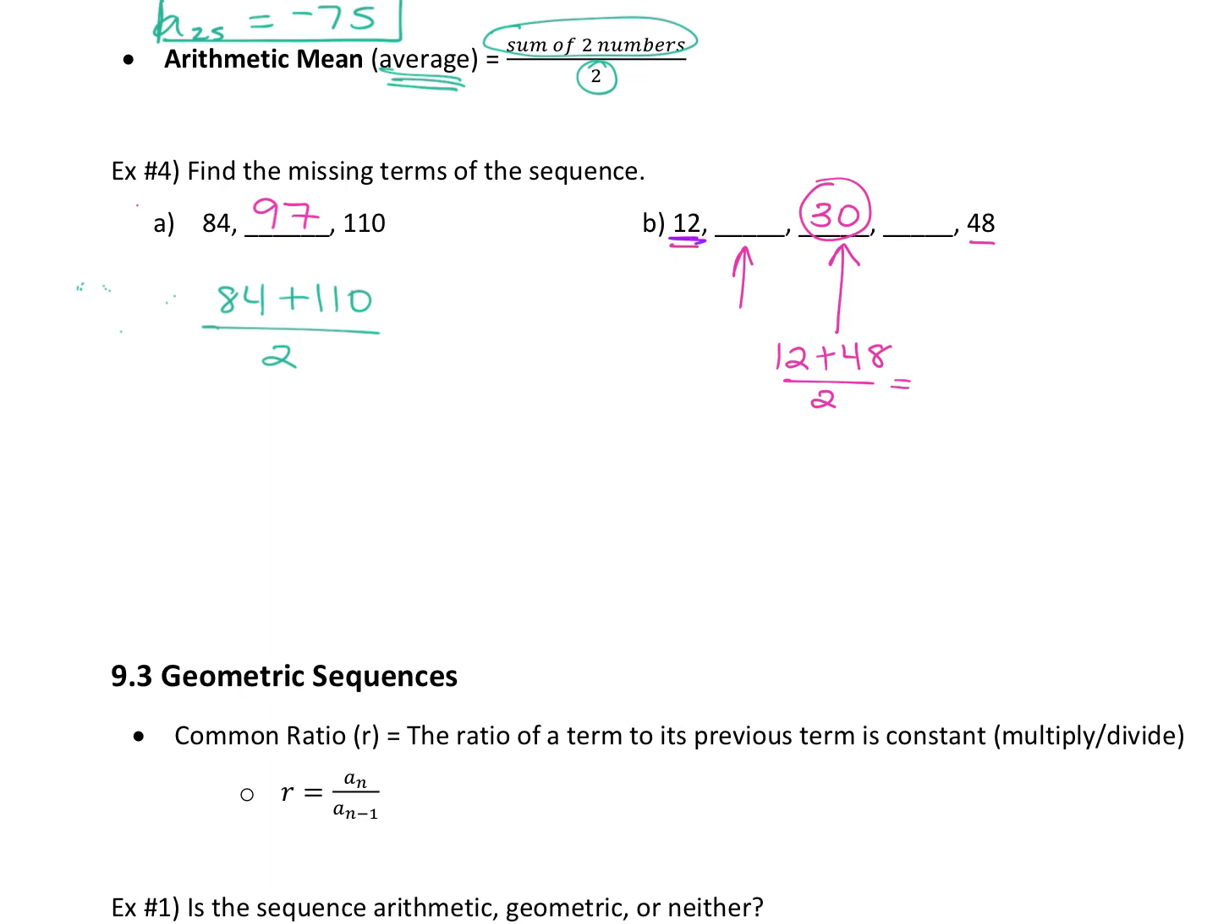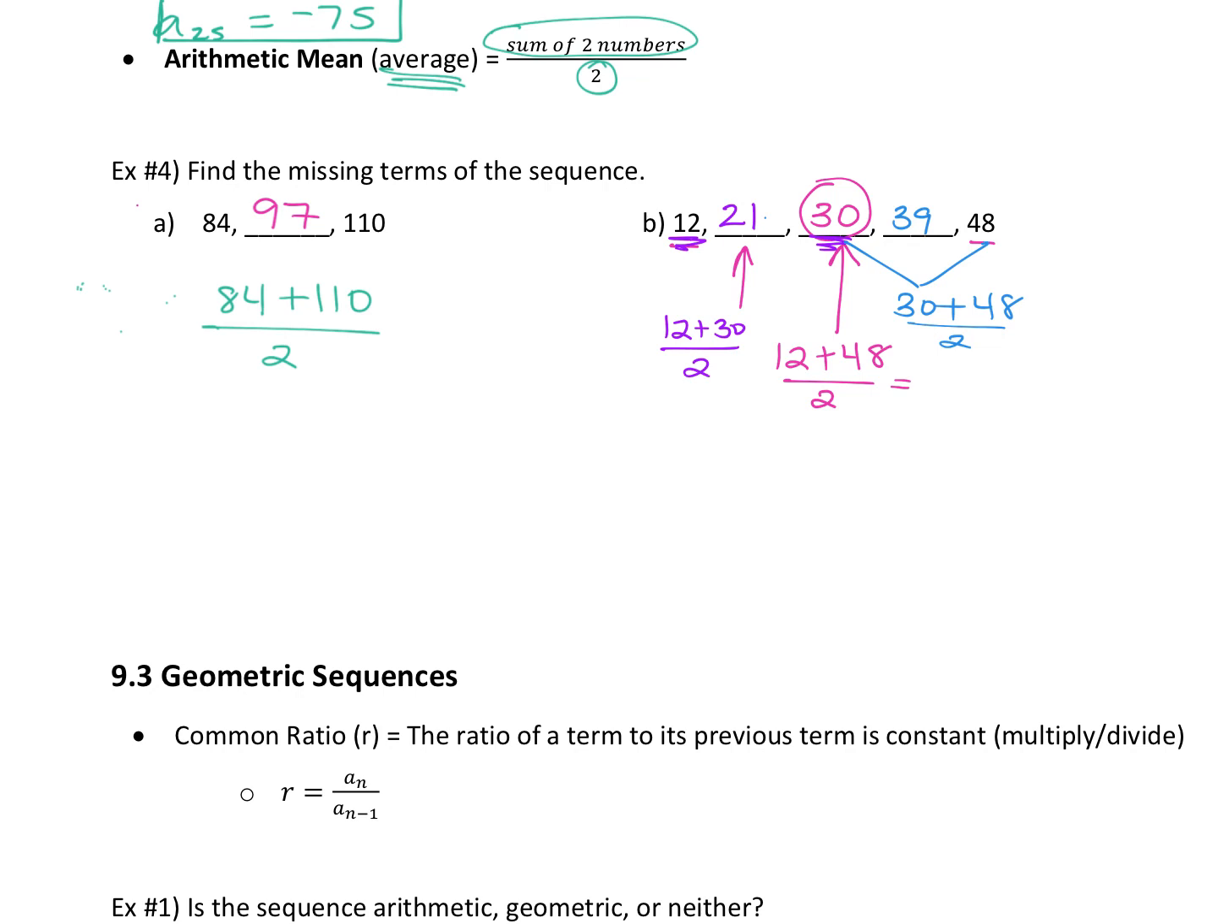Right. So now you can find the arithmetic mean of 12 and 30. So now if we go 12 plus 30 divided by 2, that's 42 divided by 2 is 21. And now do the same thing over here. 30 plus 48 divided by 2. So you get 78 divided by 2, which is 39.